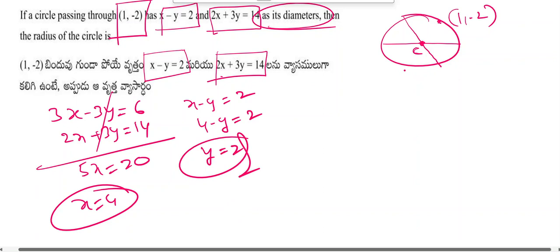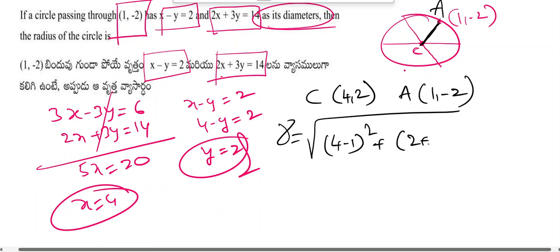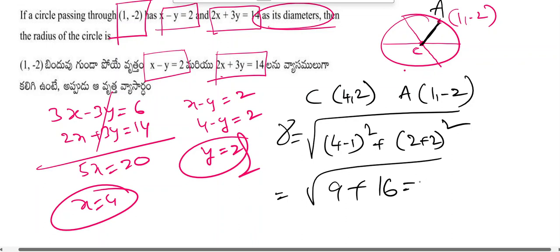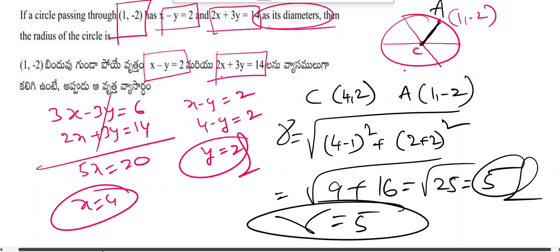Here the center of this circle is (4, 2), and the circle passes through the given point A, that is (1, -2). So the distance from the center to any point on the circle is equal to the radius of the circle. Radius is equal to the distance between these 2 points, that is the square root of (4 - 1) whole square plus (2 + 2) whole square, that is 3 square is 9, 4 square is 16, root 25 is equal to 5. So the radius of that circle r is equal to 5. That is the answer.